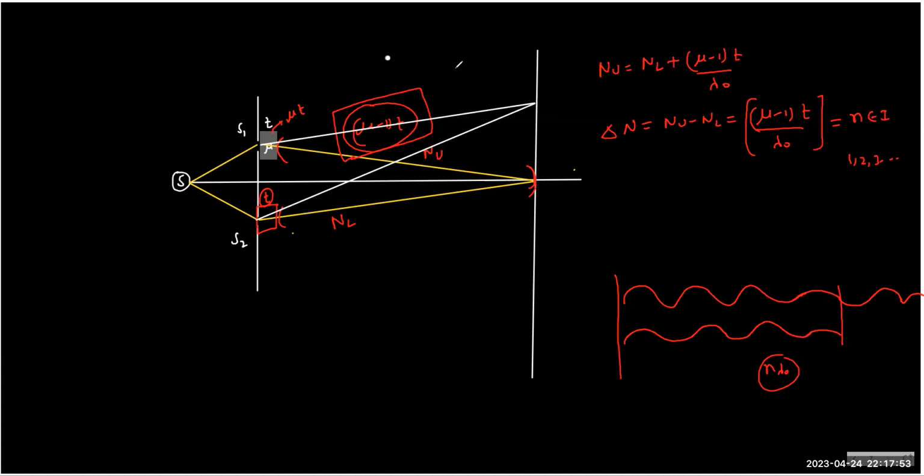So where will we get the 0 order? Somewhere here. If this is the 0 order, it means optically both paths are equal at this point. Yes or no? Yes, sir.